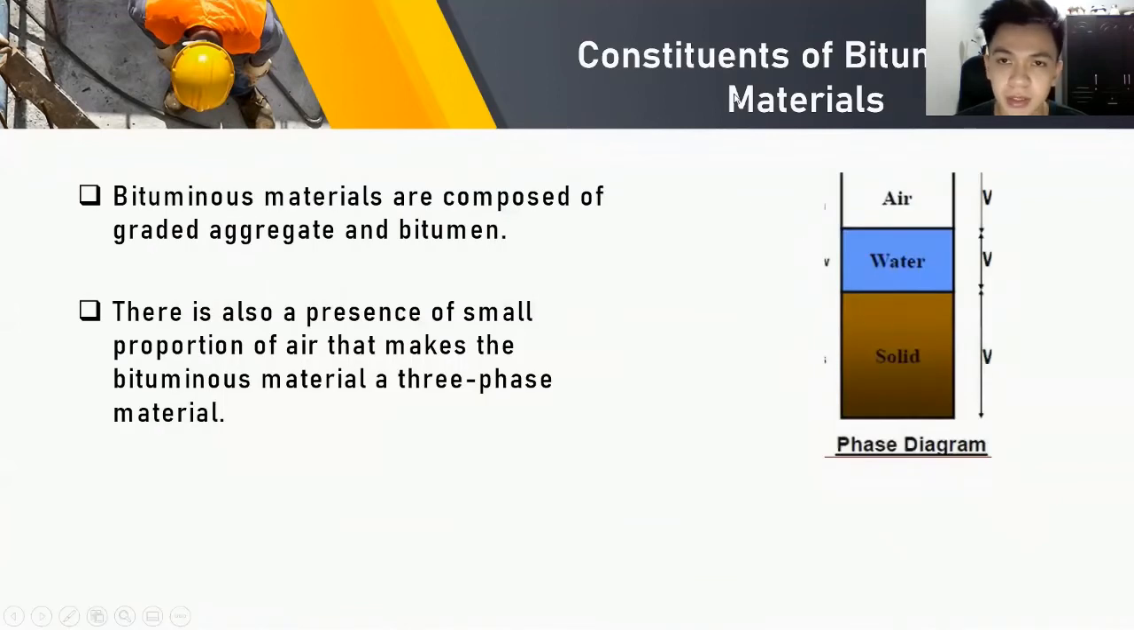Ito naman, constituents of bituminous materials. So, bituminous materials are composed of graded aggregate and bitumen. There is also a presence of a small portion of air that makes the bituminous material a three-phase material. So, ito yung ating phase diagram. Yan sa top, si air, water, and solid.